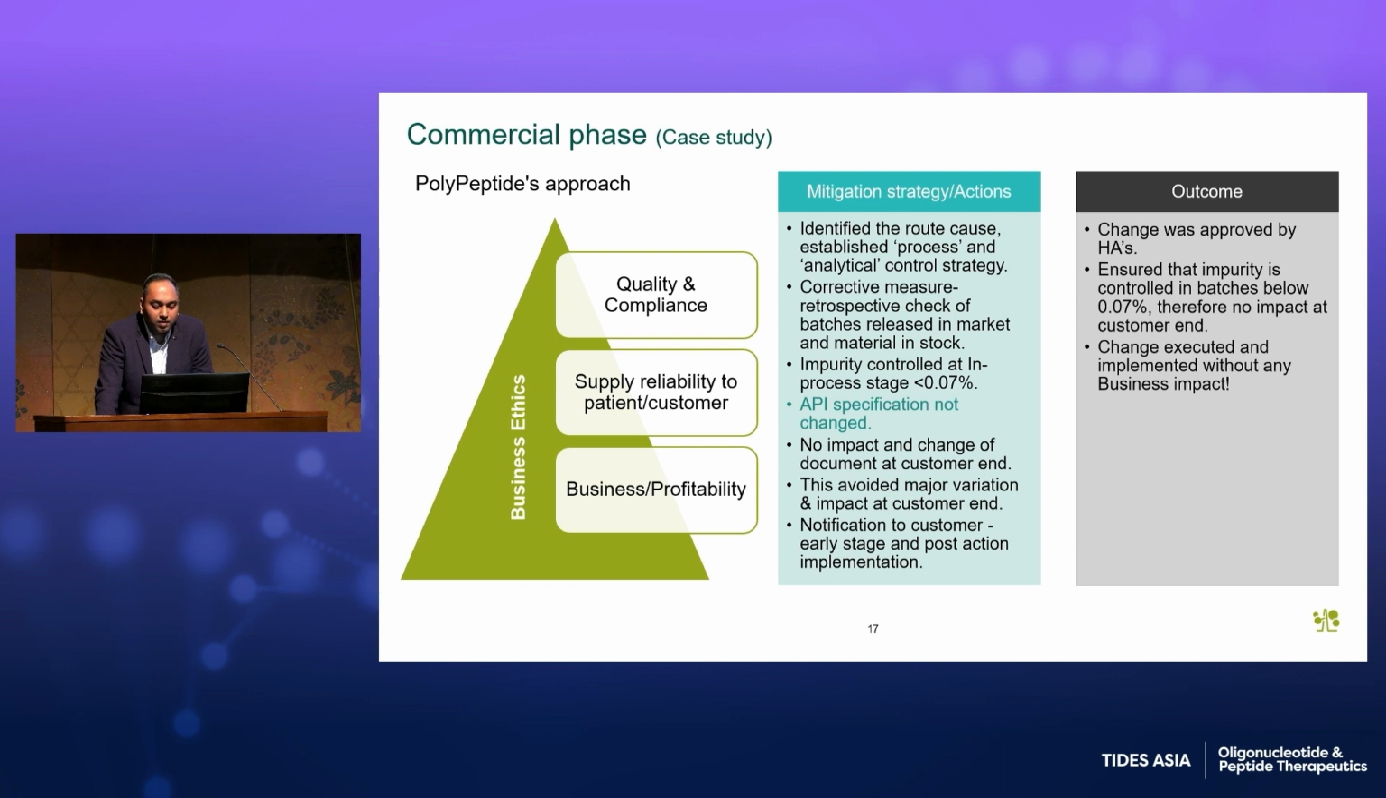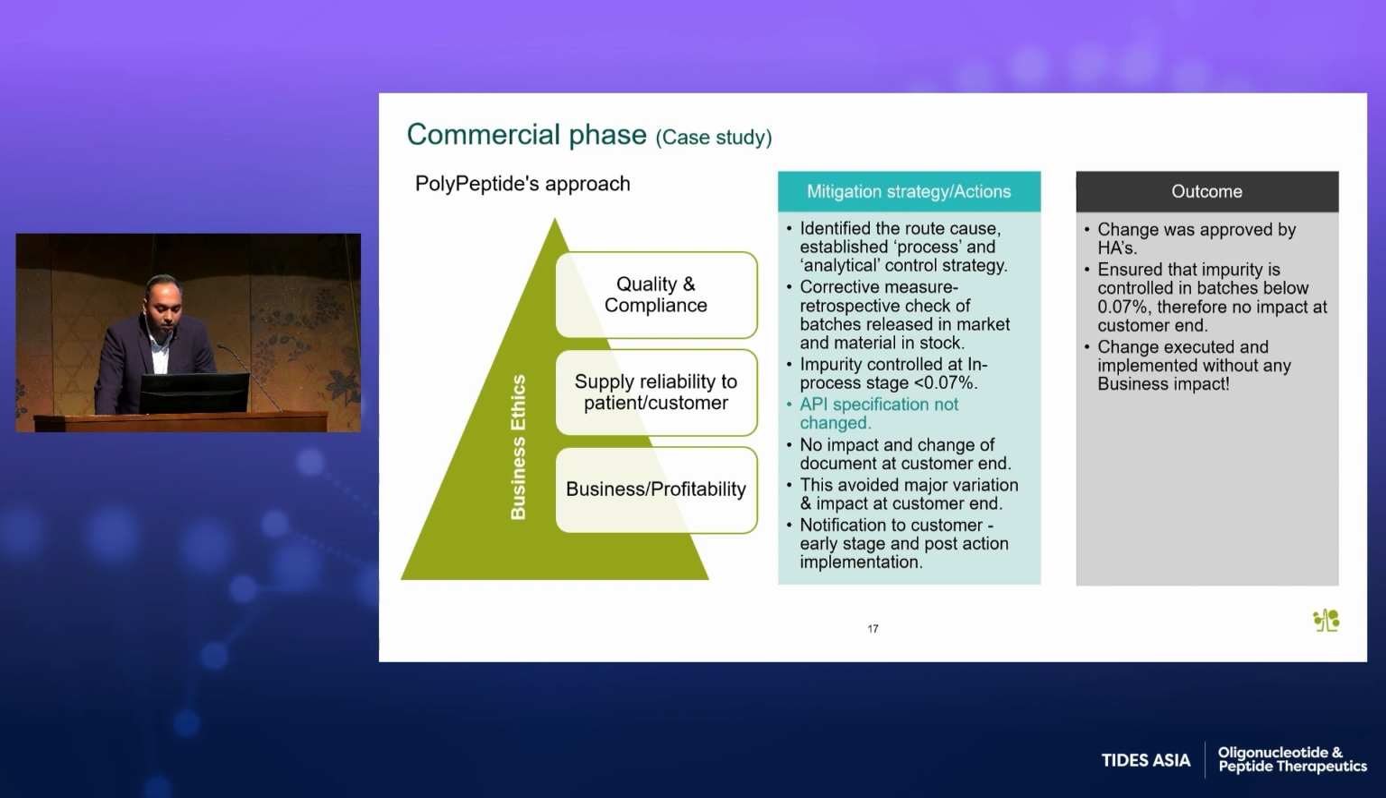And surprisingly, when we checked retrospectively the batches lying in the market and the batches which were in stock, we found that the impurity was found in only one batch. So there was not a lot of issue. Impurity control at the in-process stage meant we avoided an API specification change. So this was the main savior in our case. No impact and no change of documents at the customer end.